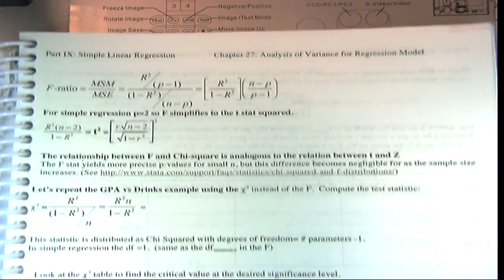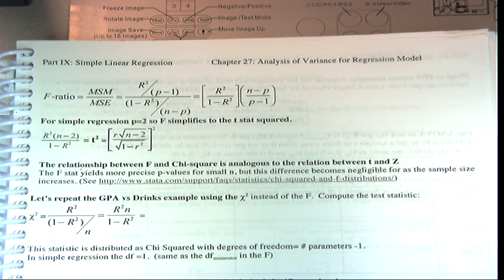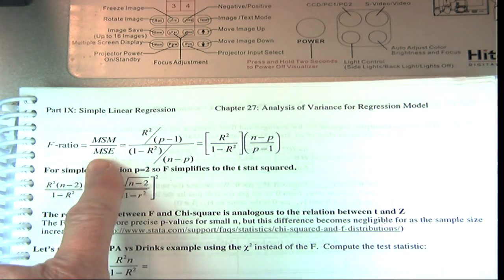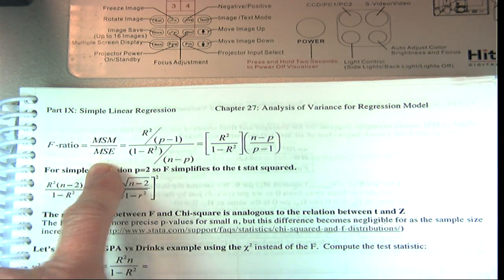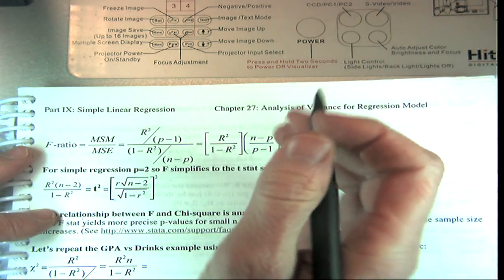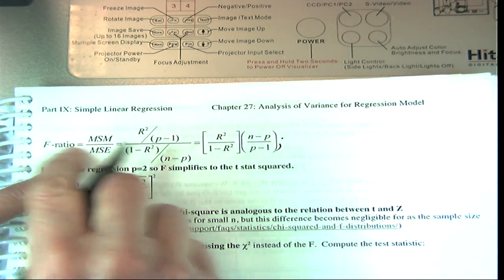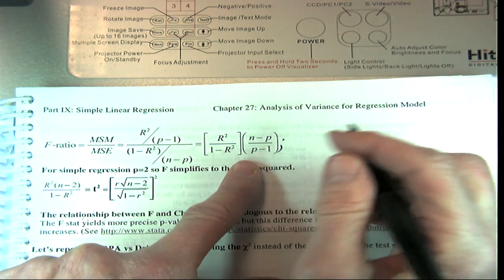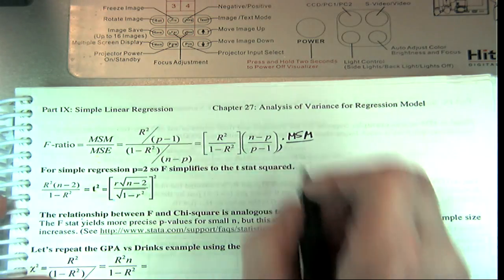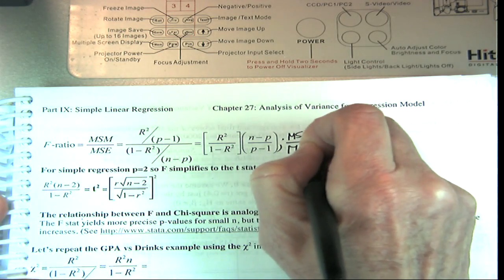First of all, there's using R squared without filling out the table. You could just do exactly the same thing just by R squared and N. So I just want to show you this. For simple regression, the mean square model over the mean square error simplifies to that. Let's just write it over here. Okay, so the mean square model over the mean square error is equal to what?